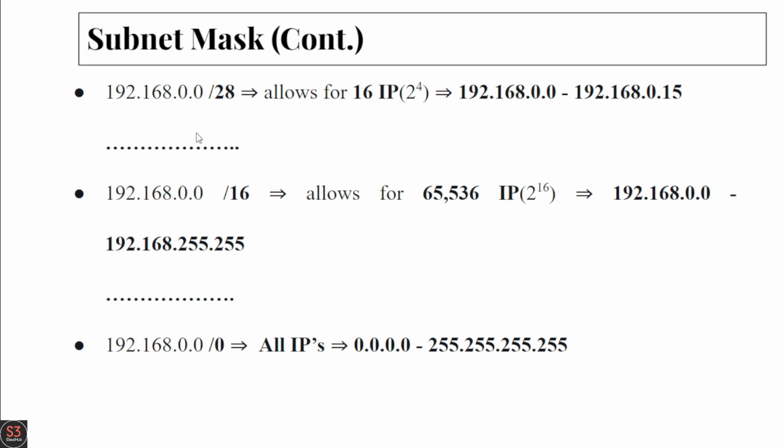Then if we have /16 as our subnet mask, then it will allow 65,536 IPs. So 2 raised to 16. So this many IPs will be allowed if we have the subnet mask as /16. From 0.0 to 255.255, the IPs will be allowed. And if we have the subnet mask as /0, then all the IPs will be included, meaning from 0.0.0.0 to 255.255.255.255, all the IPs will be included in a /0 subnet mask.